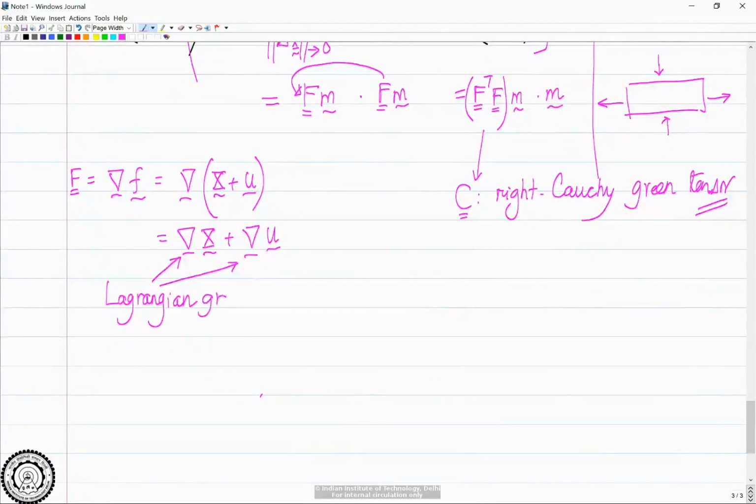So basically they are del by del capital X, not del by del small x. So it's called Lagrangian gradients. So the first term, gradient of X, what will this give me? It's a second order tensor and its component will be del of capital Xi over del of capital Xj, which is delta ij. So it becomes an identity, isn't it? And the next one is simply grad u.